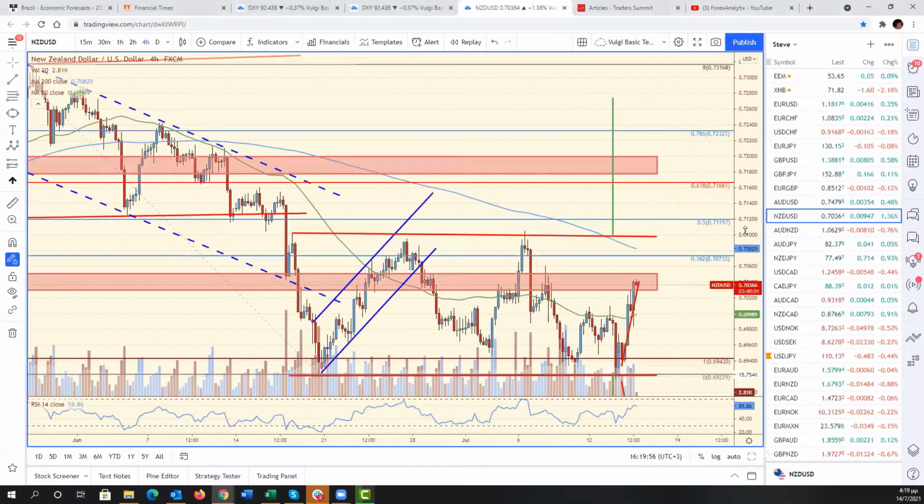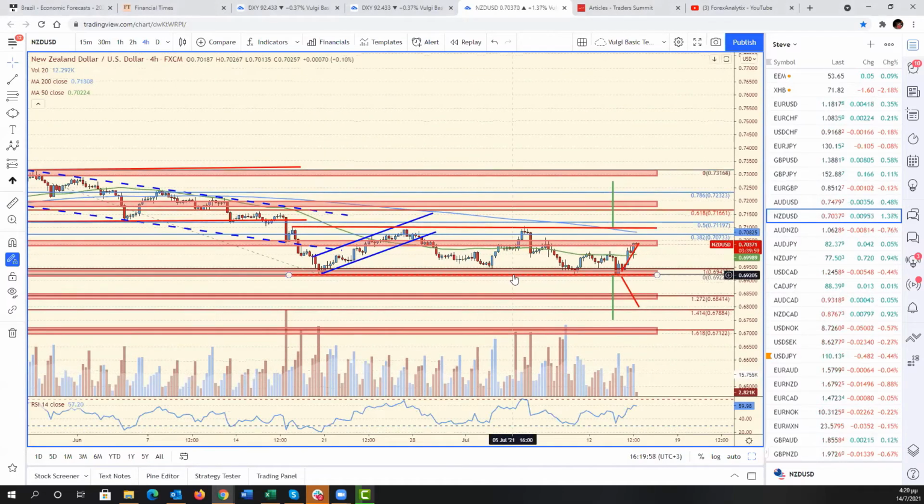Kiwi still confined in a rectangle, with support clearly being 69.25. Resistance being at 71 cents.